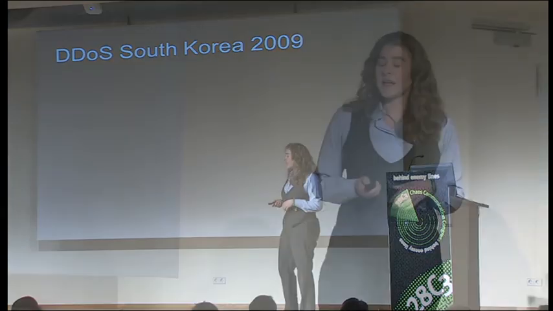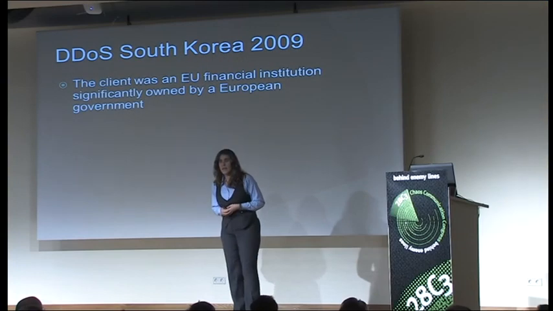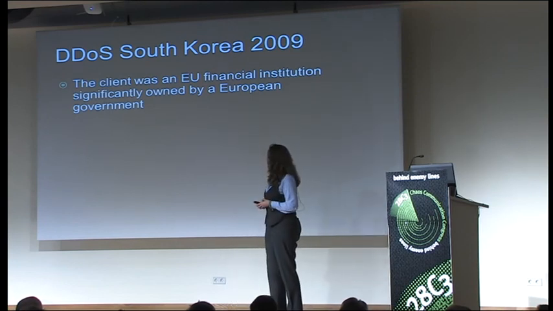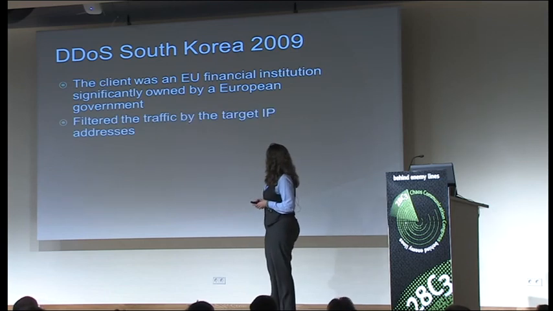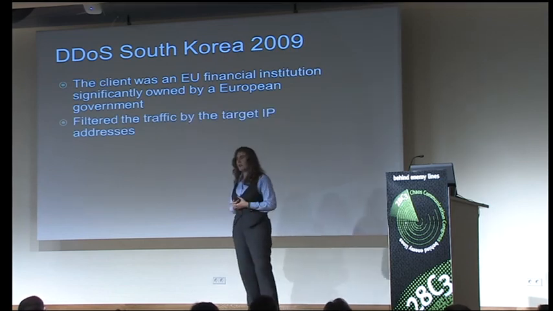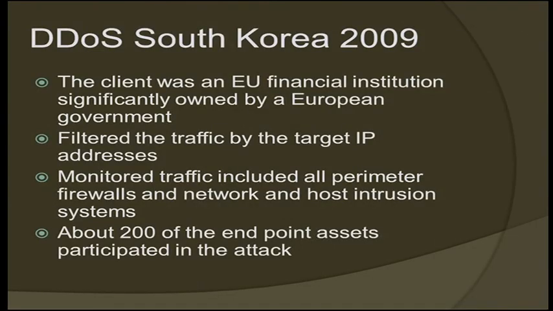So I went ahead and took a look to see if some of my client networks were actually participating. And one of the things that I noticed was one particular client who was significantly backed by an EU government due to the recent economic crisis was participating. I went ahead and filtered the traffic across their network for some of the targeted IP addresses. And what I found was about 200 endpoints were actually participating in this attack. In addition to that, this particular client had some issues with their security policy due to budget cuts and being partially owned by an EU government.